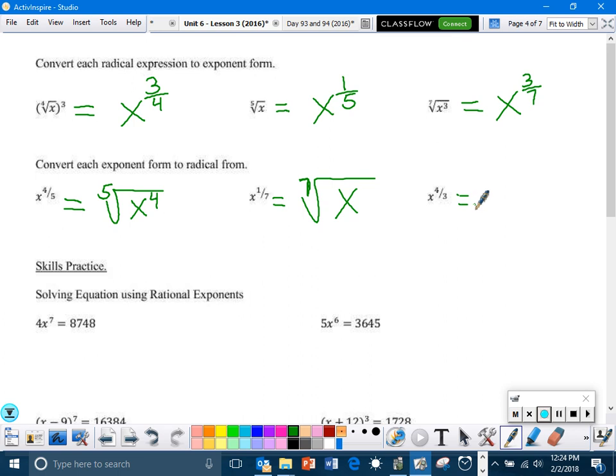And then the last one, again, we're going to make a radical. We're going to put the x inside. The 3 goes here, and again, the 4 can go here. It's just a matter of memorizing where each part fits.